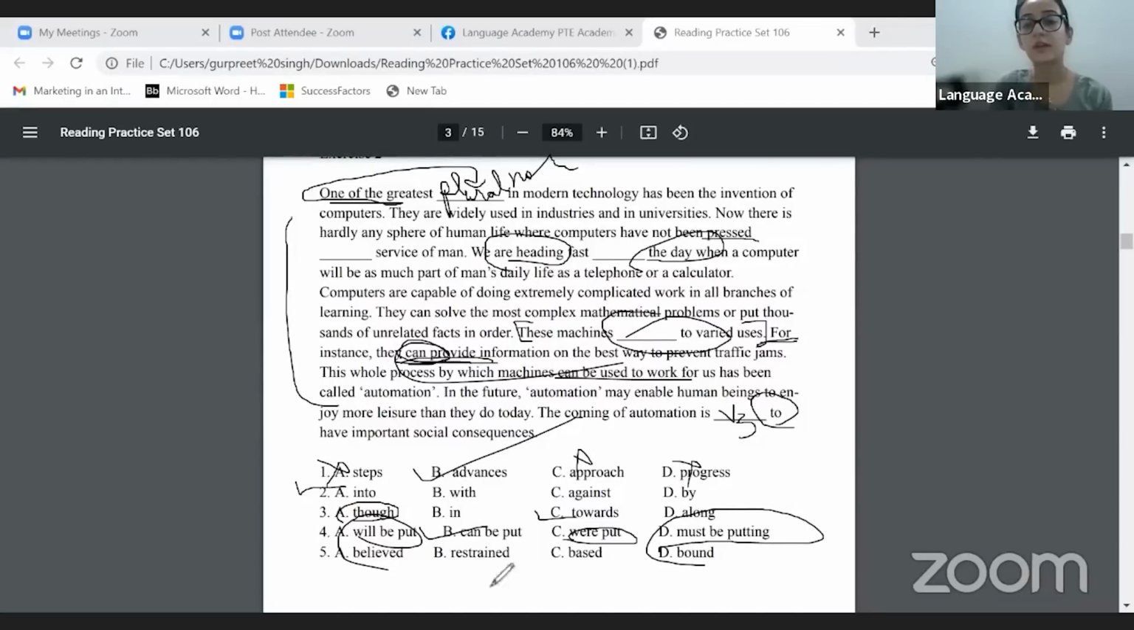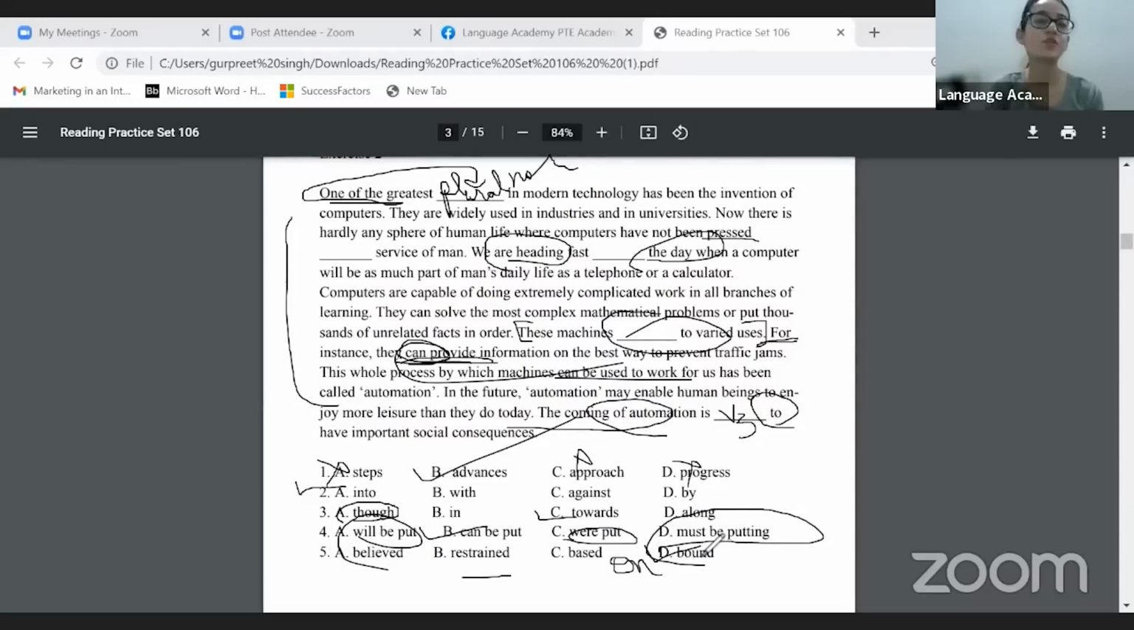So here, the coming of automation has already come. We are not waiting for automation. Computers are automation only. Restrained is a negative word. Restrained is restricted; you're not allowed. Based comes with "on", and bound comes with "to". So the answer is "bound to".